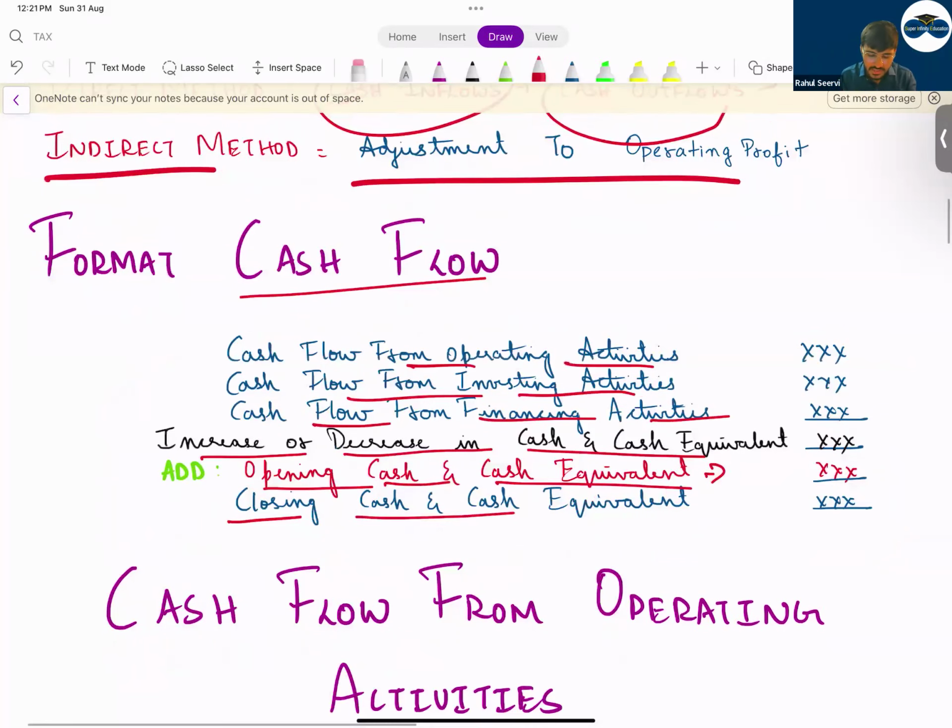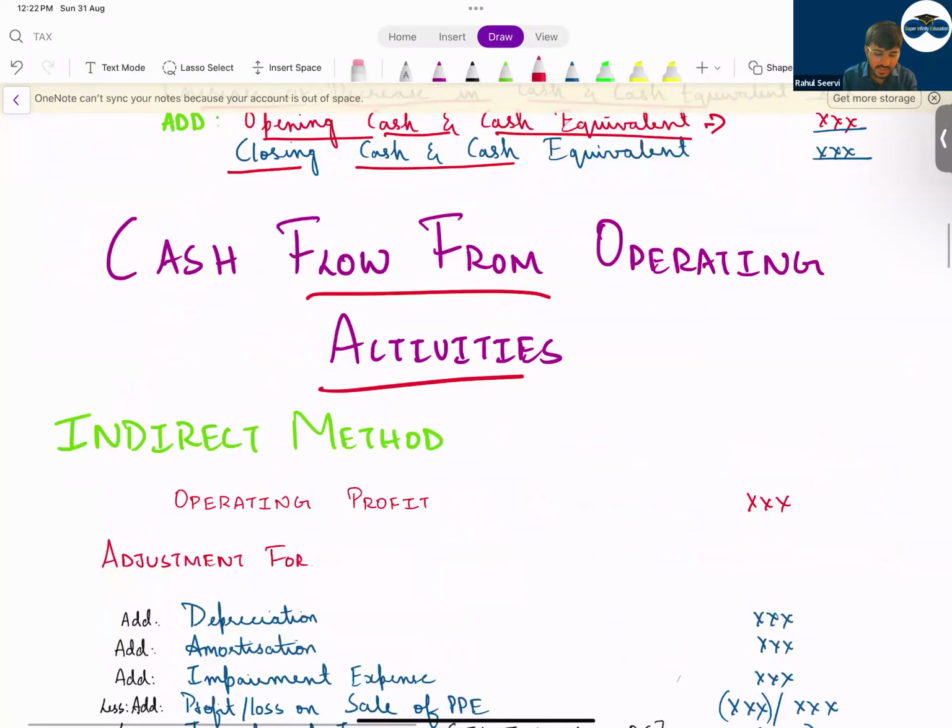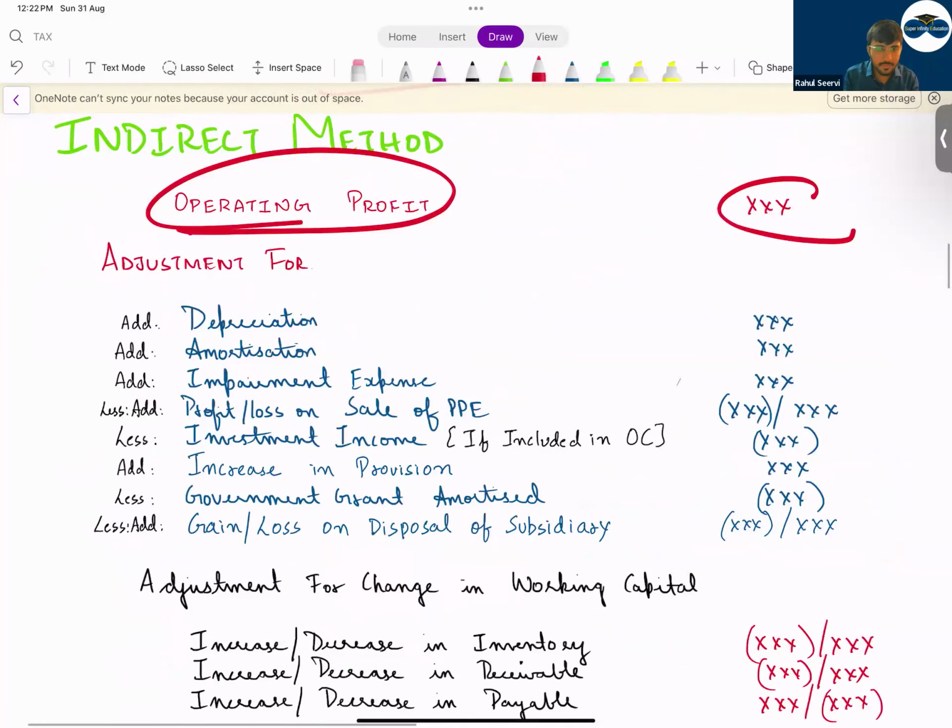Now see, cash flow from operating activities, indirect method. We will start from operating profit. What are the adjustments? For the first adjustment, you'll add non-cash expense. Non-cash expenses will be added back. You add non-cash expense: depreciation, amortization, impairment expense.